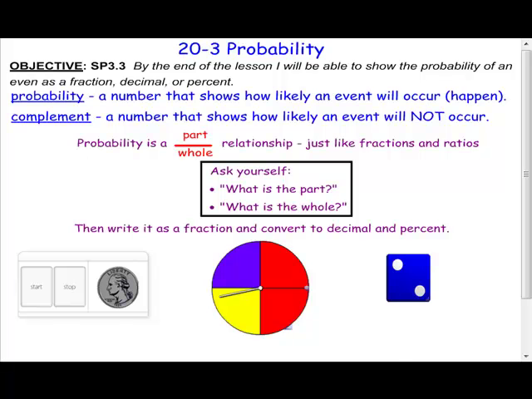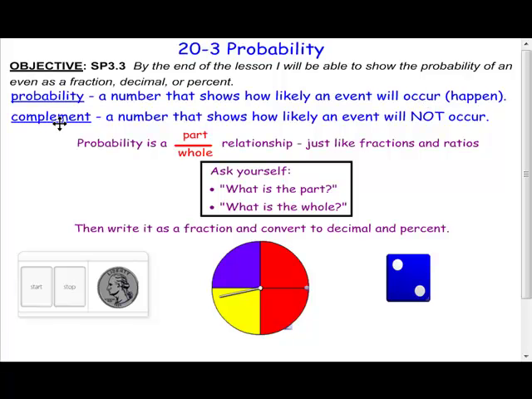This lesson is on probability. By the end of the lesson, you should be able to show the probability of an event as a fraction, a decimal, or a percent. Let's define a couple things. Probability is a number that shows how likely something is to happen, or the possibility that something will occur.